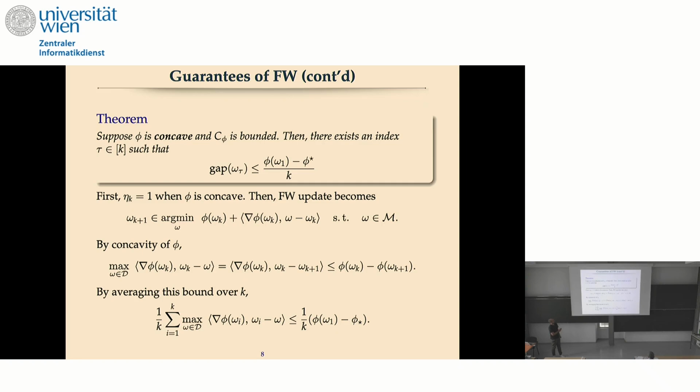You can immediately choose omega k plus 1 as the minimizer of the linear approximation over this domain M. And due to the concavity of phi, you can see that the gap is upper bounded by phi omega k minus phi omega k plus 1, and you can just use this inequality by, yeah, please.